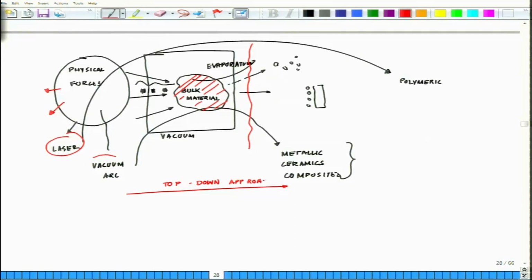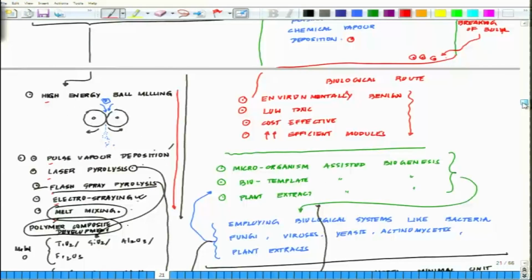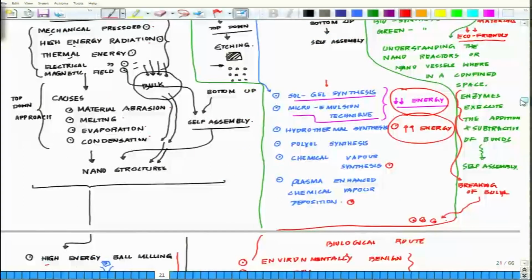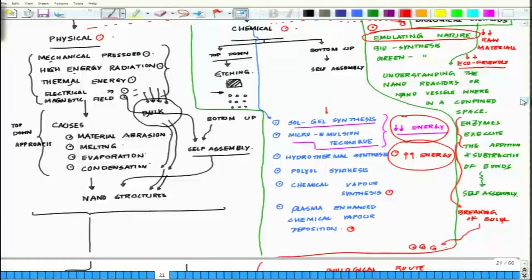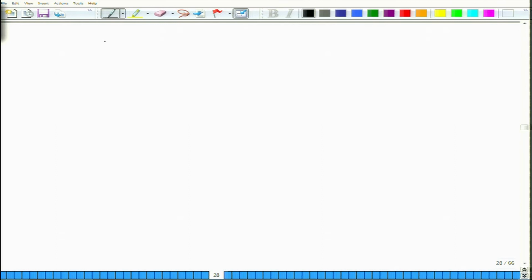So, now our goal will be to explore the second level of synthesis, which is the chemical level of synthesis. So, here we will be discussing Solgel, microemulsion technique, hydrothermal synthesis, polyol synthesis, chemical vapor synthesis, and plasma enhanced chemical vapor synthesis. So, let us start with the Solgel synthesis, which is a pretty straightforward technique.